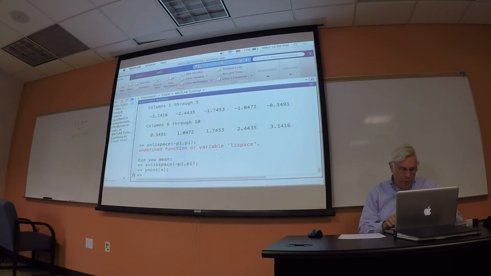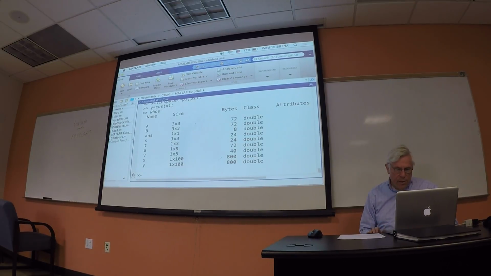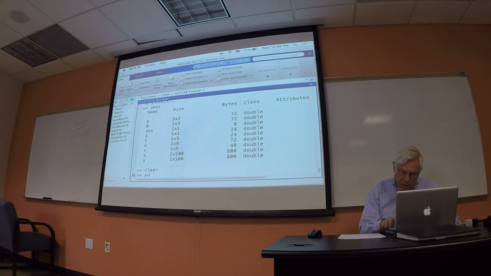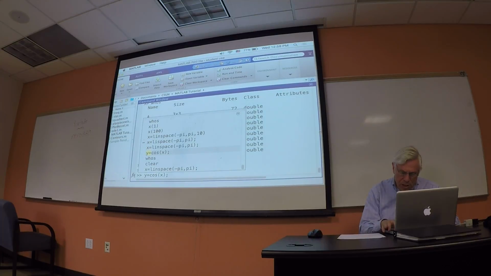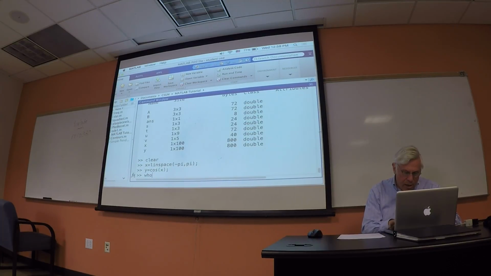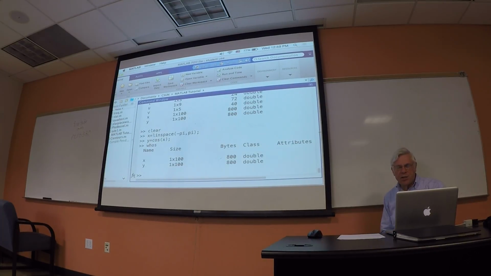So now you'll see if you do a whos, let me clear the workspace over here and just start this again because there's too many variables that we've collected. Do clear. Okay, so x equals linspace, okay? y equals cosine of x, okay. If I do a whos now, you'll notice basically, of course, x and y are the same dimension.